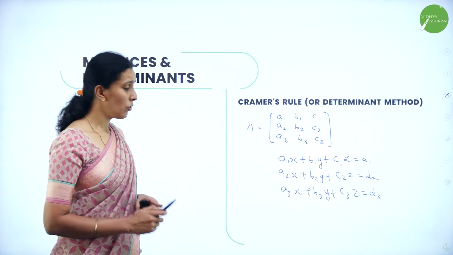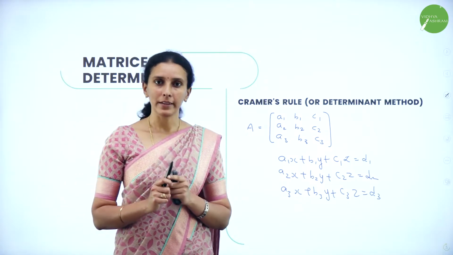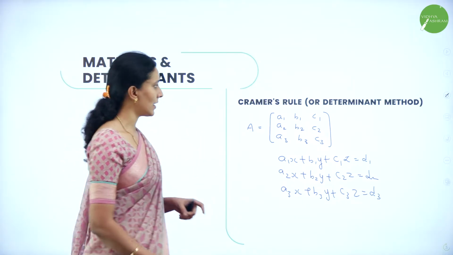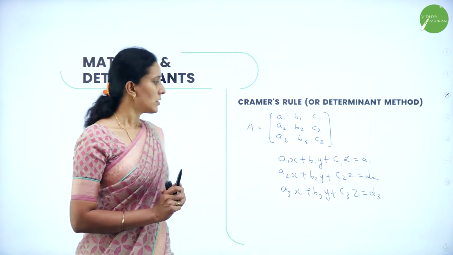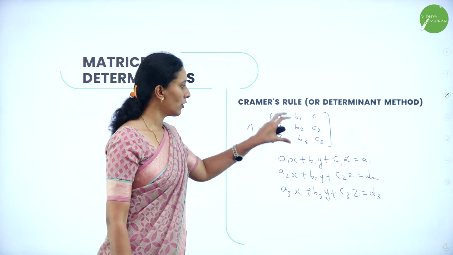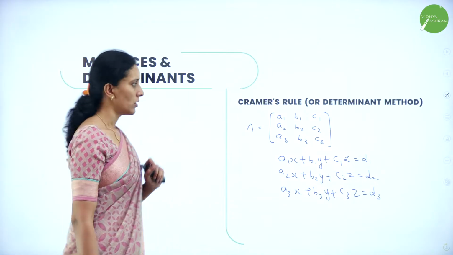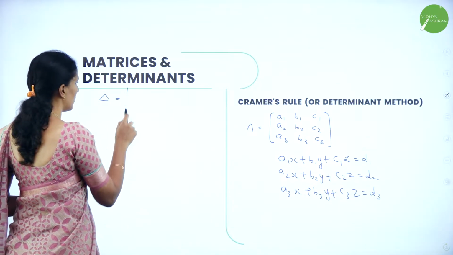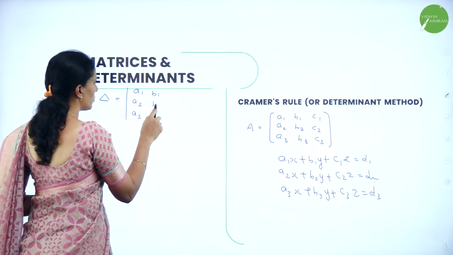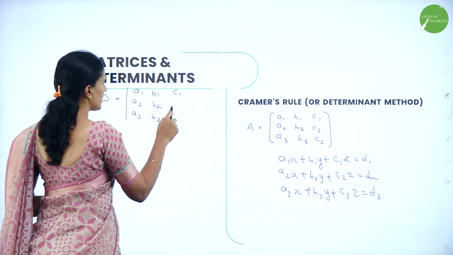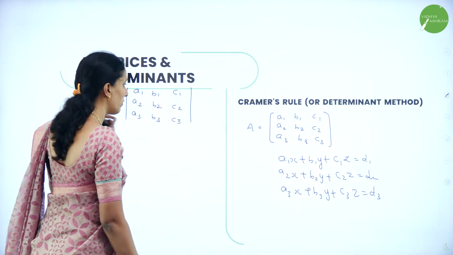Now how do we find the values of x, y, z by the method of determinants? One of the methods used to find the values of x, y, z is Cramer's rule, also called the determinant method. The given equations are written in the form of a matrix A and we find the value of the determinant, which we take as delta. We will find the determinant of A1, A2, A3, B1, B2, B3, C1, C2, C3. This is the value of the determinant which we will find.